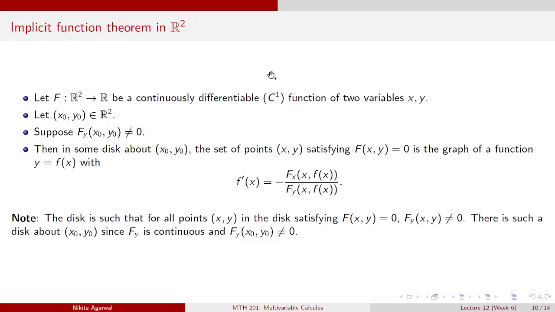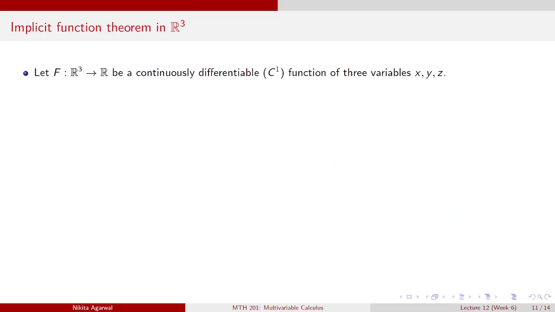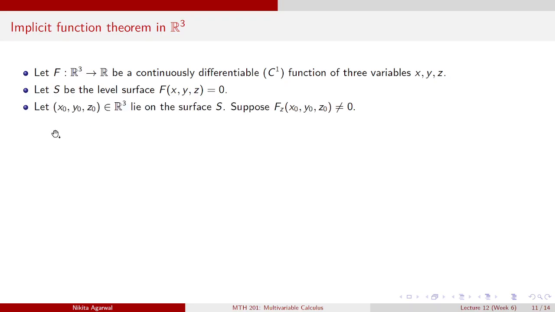So you need continuity of the partial derivative. Therefore, we have written continuously differentiable. We needed this part. Okay. In R3, you can extend this. So if you have a function capital F from R3 to R, and suppose you have a level surface f of x comma y comma z is 0, and suppose you have a point on this surface such that the partial derivative of f with respect to z at this point is non-zero.